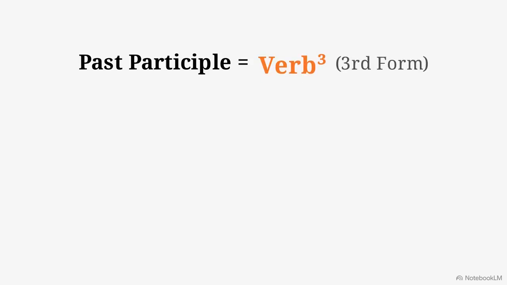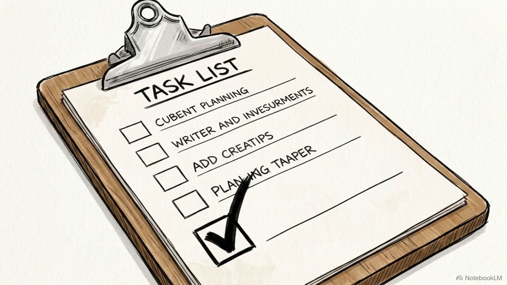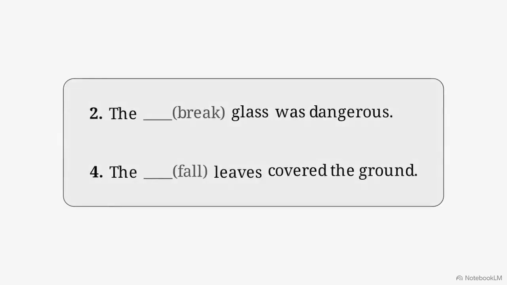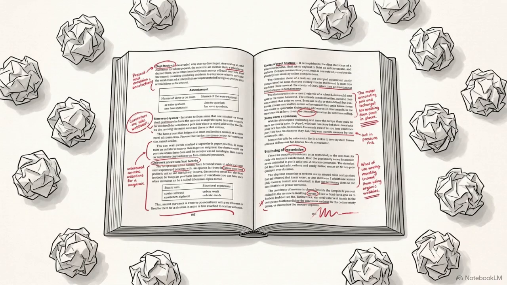Our second tool is the past participle. This relies on the third form of a verb, often ending in ed, though many are irregular, and we use it exclusively for completed or passive actions. For question 2, we transform the irregular verb, break, into its third form, broken, to describe the dangerous glass. The same logic applies to question 4. The action is finished, so we describe the ground cover as fallen leaves.